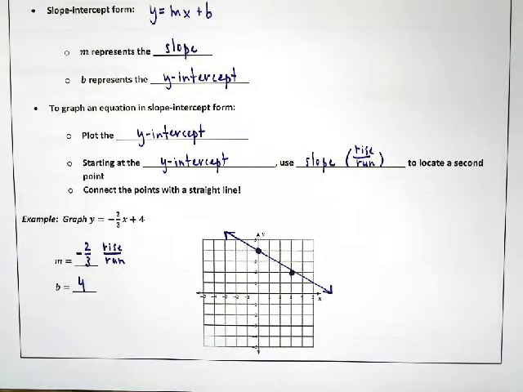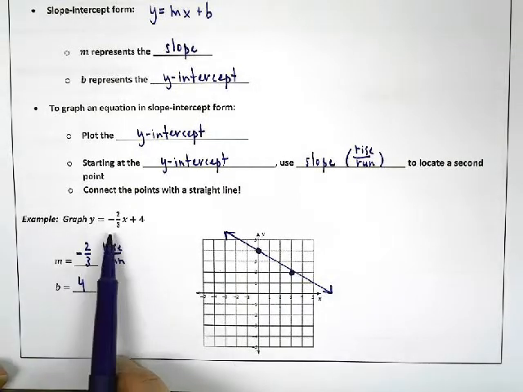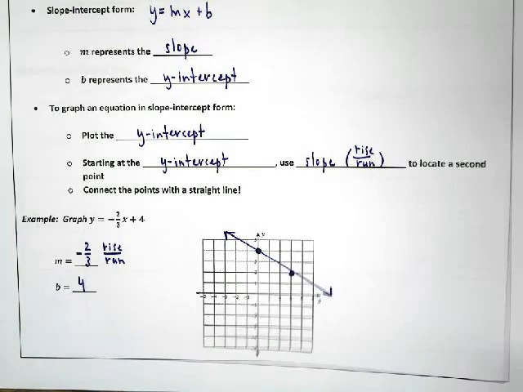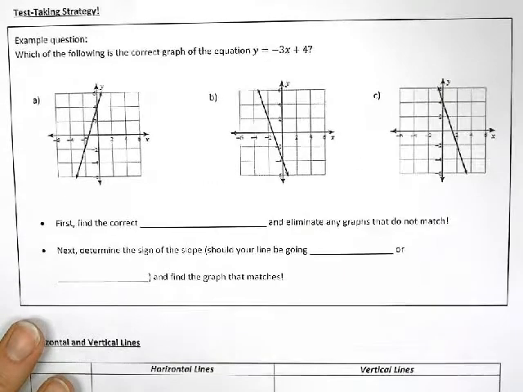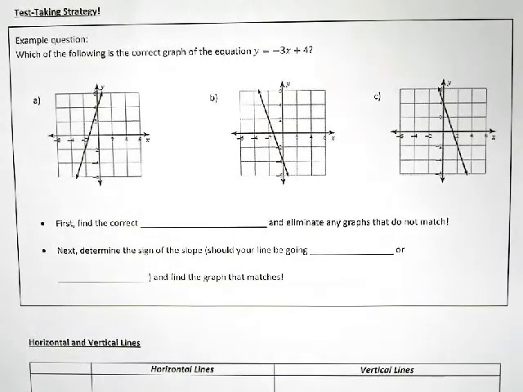Okay, now our test is going to be multiple choice, so you won't actually be graphing a line like this. What you would be asked to do is give an equation, find the correct graph. So I'm going to talk a little bit about a test-taking strategy to help you out here. So this is an example of a question you might see on the final.